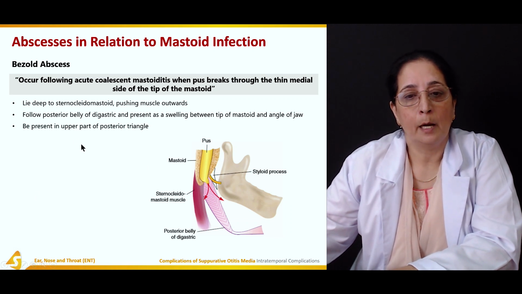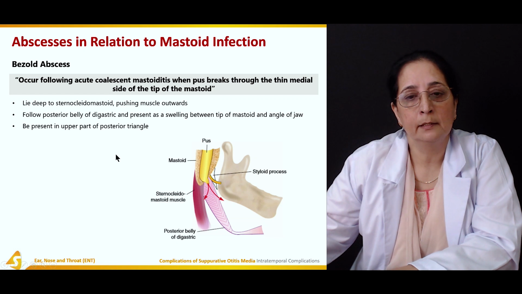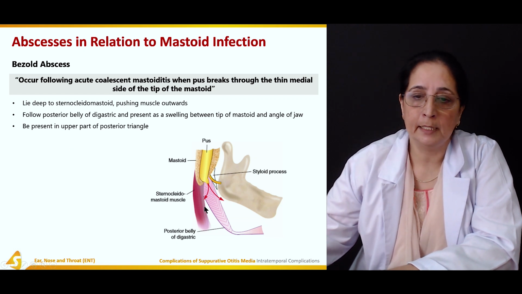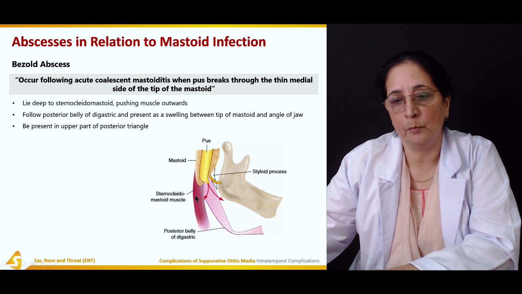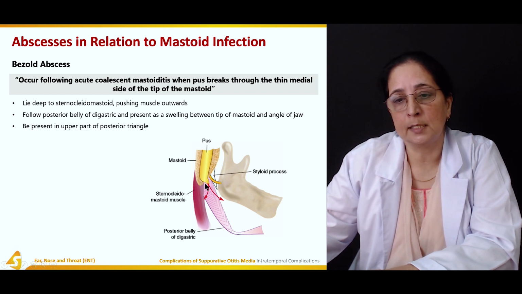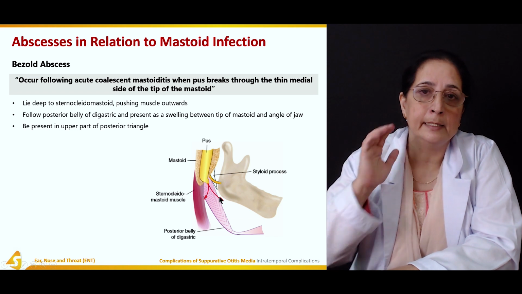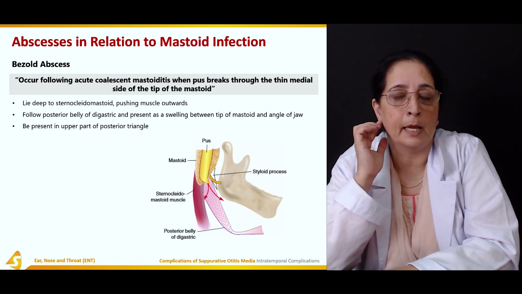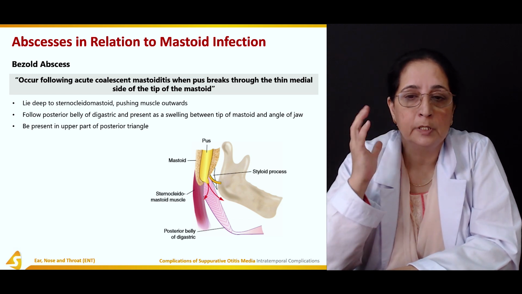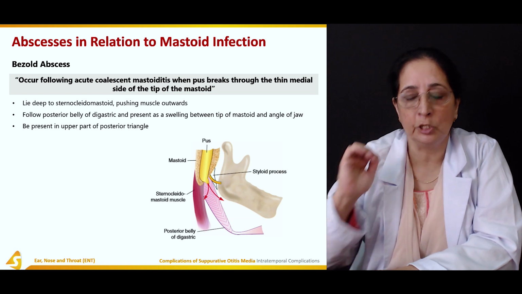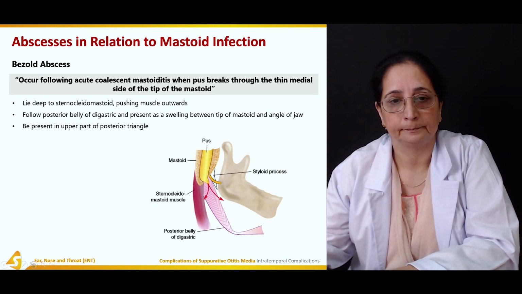Be present in the upper part of the posterior triangle. So it's present in the upper part of the posterior triangles. This is the sternocleidomastoid. This is the digastric muscle. When this pus is drained, it affects these two areas or these two muscles and forms a pus at the tip of the mastoid and at the angle of the jaw. So this is the site where this Bezold abscess is formed.